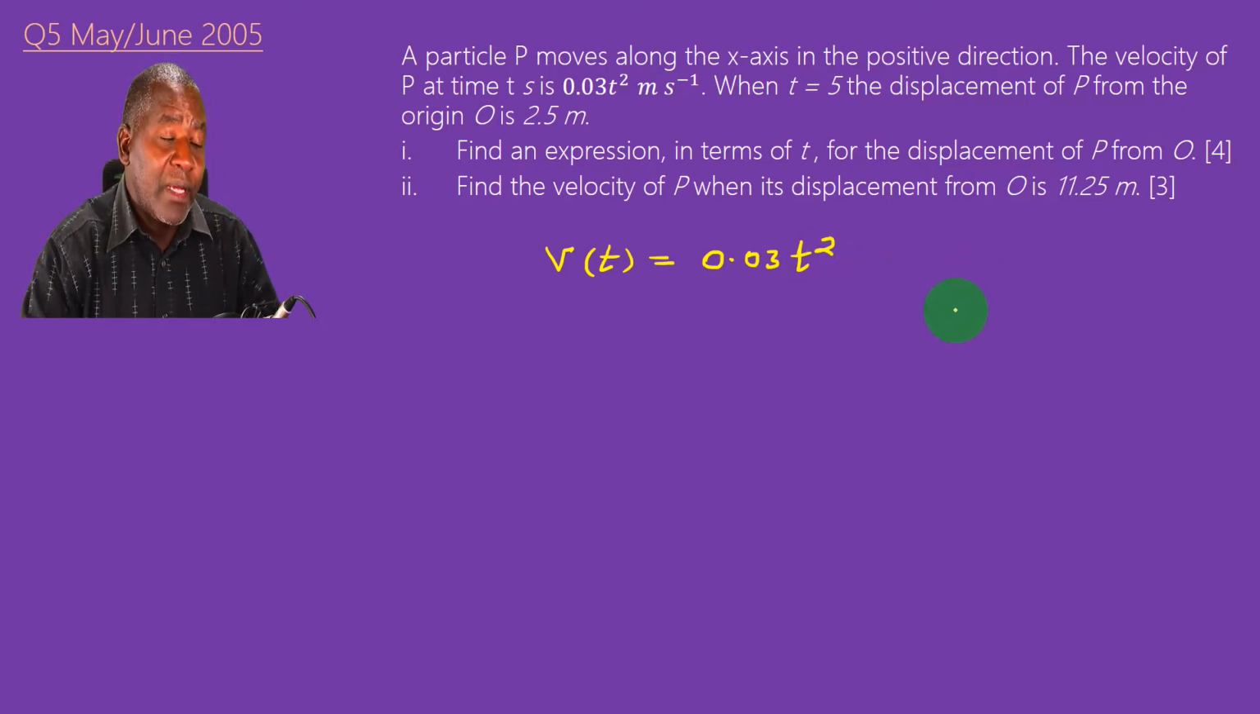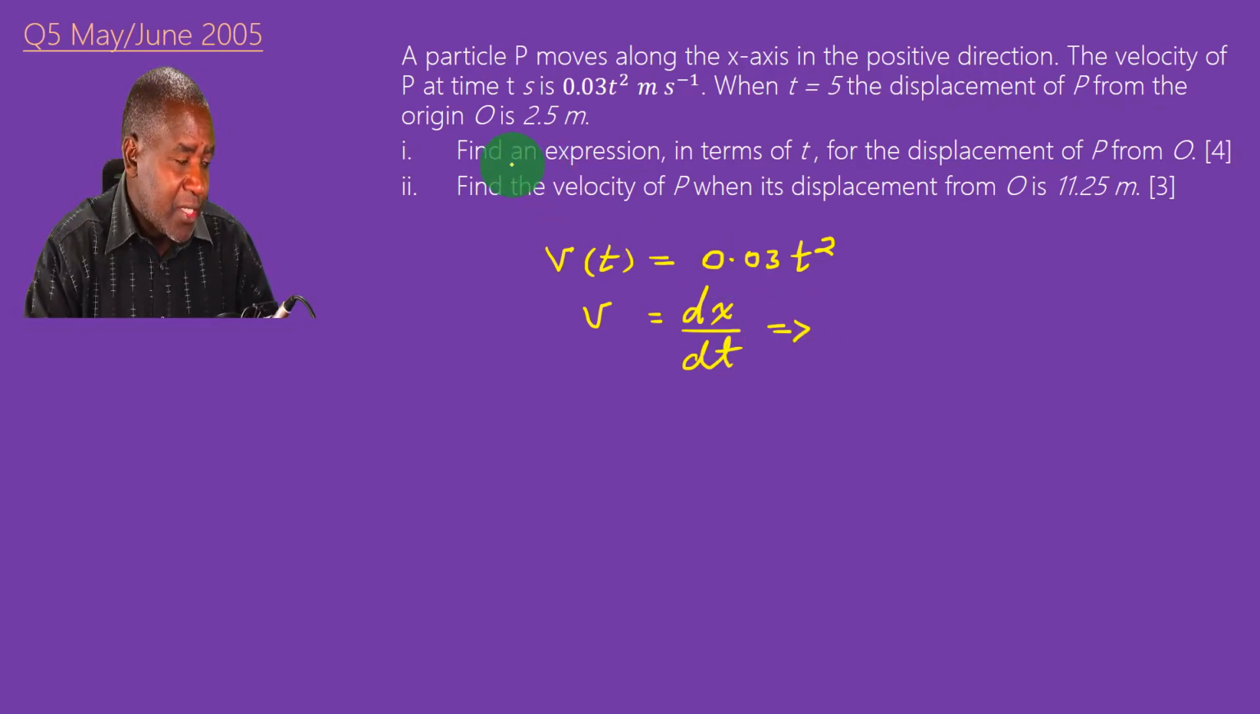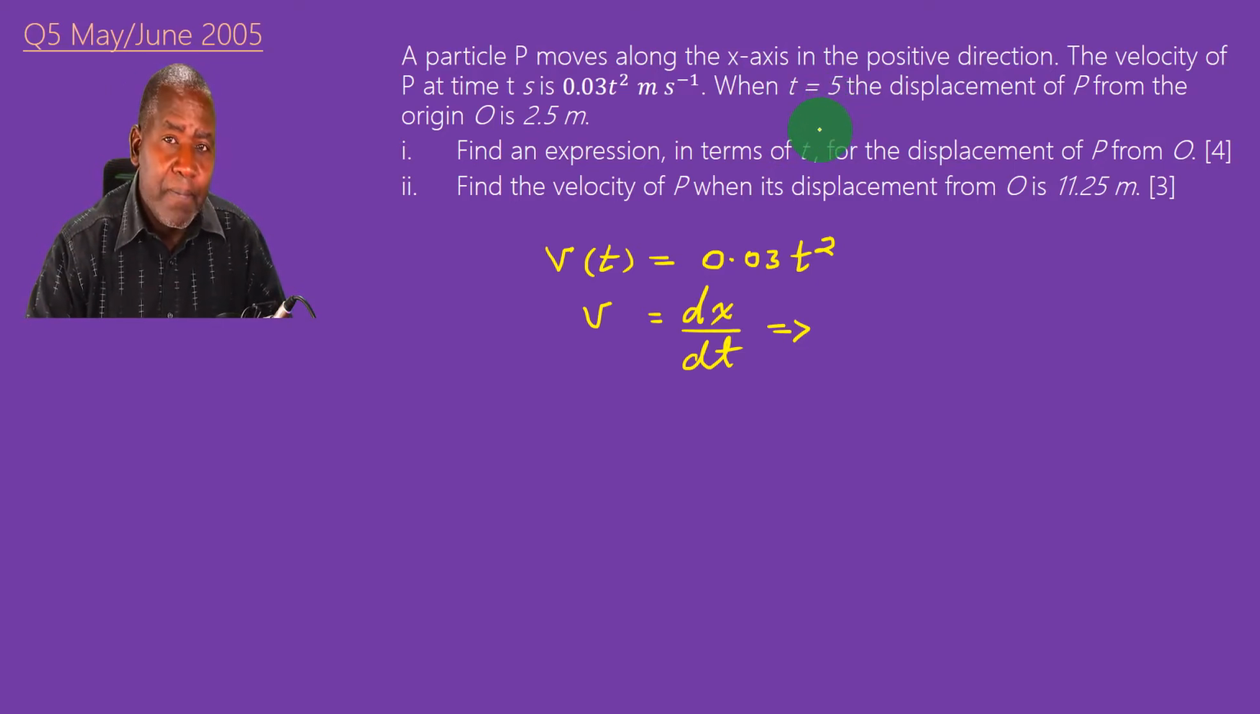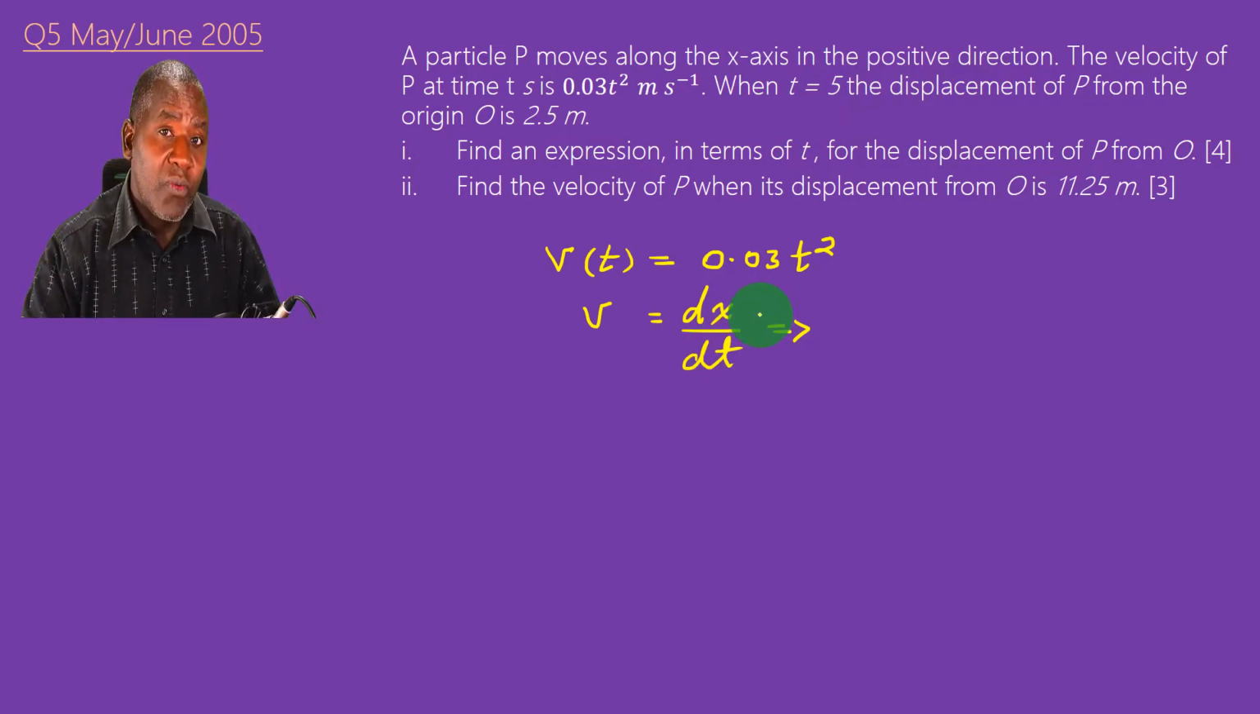Now we will remember that for us to get velocity, we usually differentiate the displacement with respect to time. So at this point, because in this first part we've been told to find an expression in terms of t for the displacement of P from O after having been given initial conditions. Initial conditions, they always help us to calculate the constant of integration, because once we integrate here, you'll see there will be a constant.